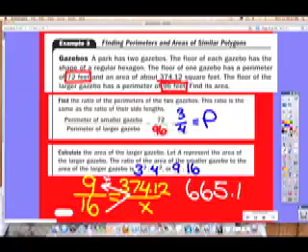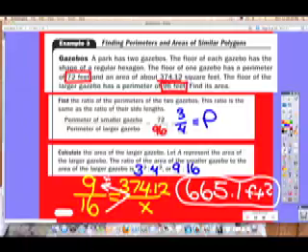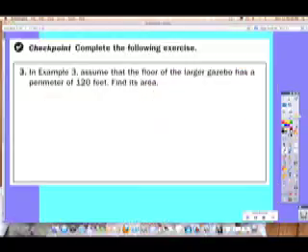In example 3, assume the floor of the larger gazebo has a perimeter of 120 feet. Find its area. Yes, so I think we do the exact same steps. And like Ellie said, instead of 96, we put 120. Okay, well you make sure you do this right. Wasn't the perimeter of the smaller one 72 feet? It was. So let's do 72 over 120. But we'll need to simplify that. Oh, so nice. Alright, so that's 3/5.